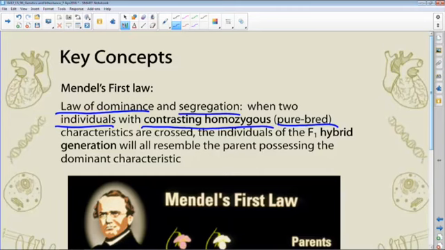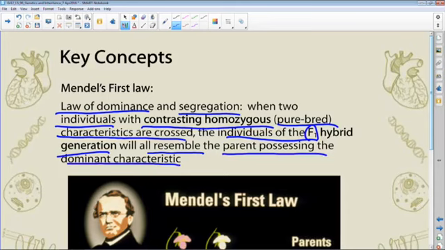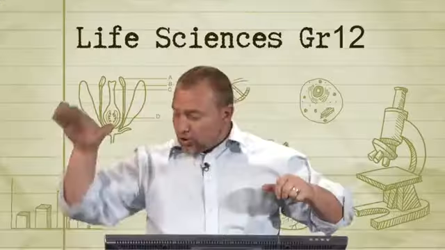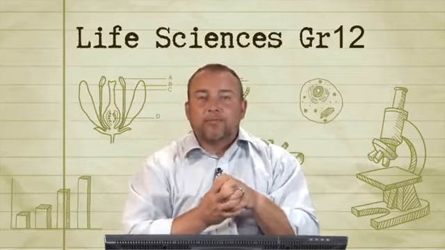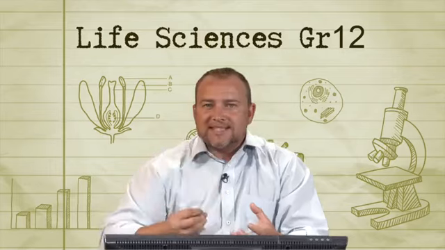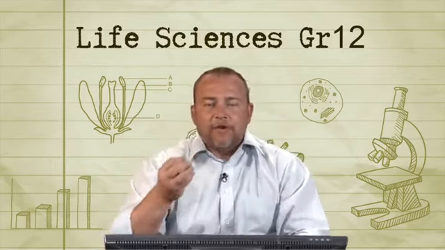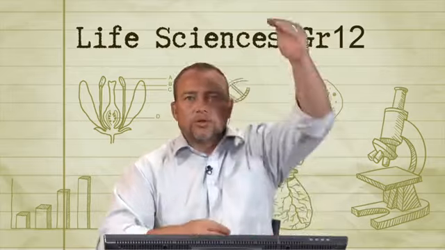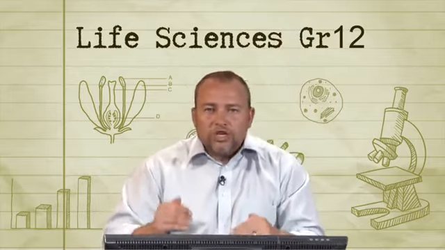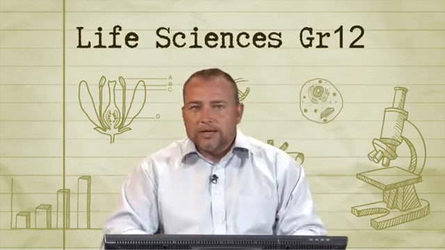Okay, so let's see. The characters are crossed. The individuals of the F1 hybrid generation will resemble the parents, and that's the only one, and that is the dominant characteristic. So what I'm trying to say is, he took the short plant and the tall plant, and he sexually mated them, and you ended up with seeds, and he planted these seeds, and every single seed that came from the small plant and the big plant came out tall. Which is the dominant trait? The tall plant.